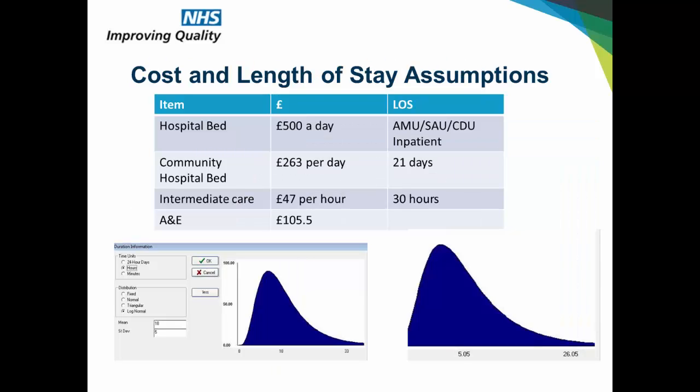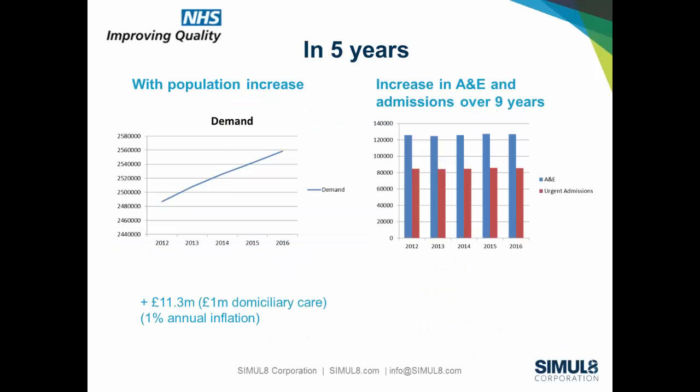They put in the costs for a hospital bed on a daily basis, so they could measure the impact on reducing or increasing length of stay, and also for community beds and the emergency department. And they also put in the length of stay. And when they ran it through 4 or 5 years looking at population increase, you can see how the overall demand might increase, and also what that would actually mean for their emergency department demand and their admissions over that period.